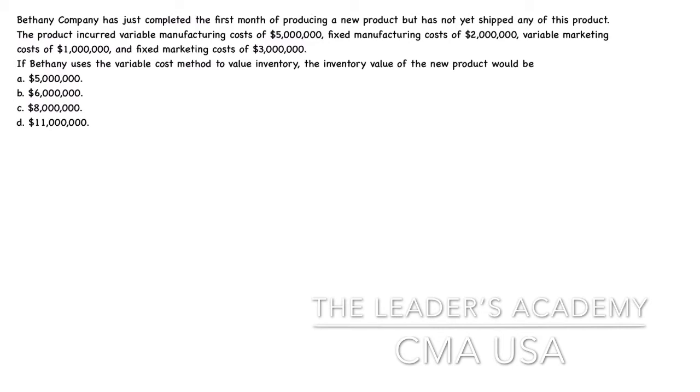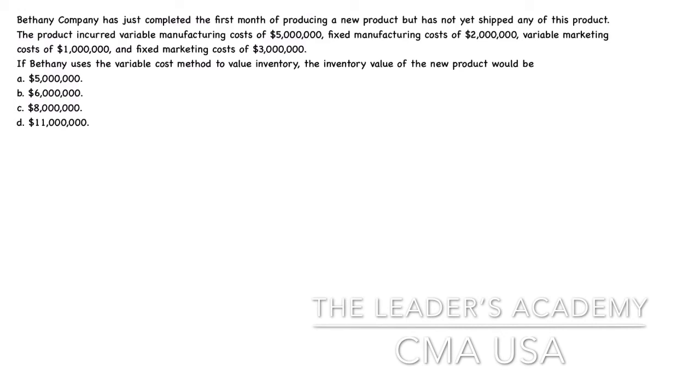Bethany Company has just completed the first month of producing a new product but has not yet shipped any of this product. The product incurred variable manufacturing costs of $5 million, fixed manufacturing costs of $2 million, variable marketing costs of $1 million, and fixed marketing costs of $3 million. If Bethany uses the variable cost method to value inventory, the inventory value of the new product would be option A $5 million, option B $6 million, option C $8 million, option D $11 million.